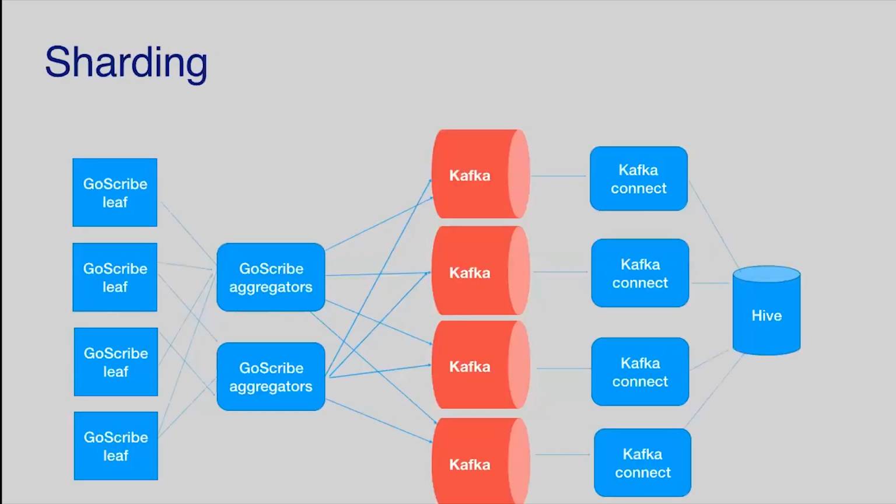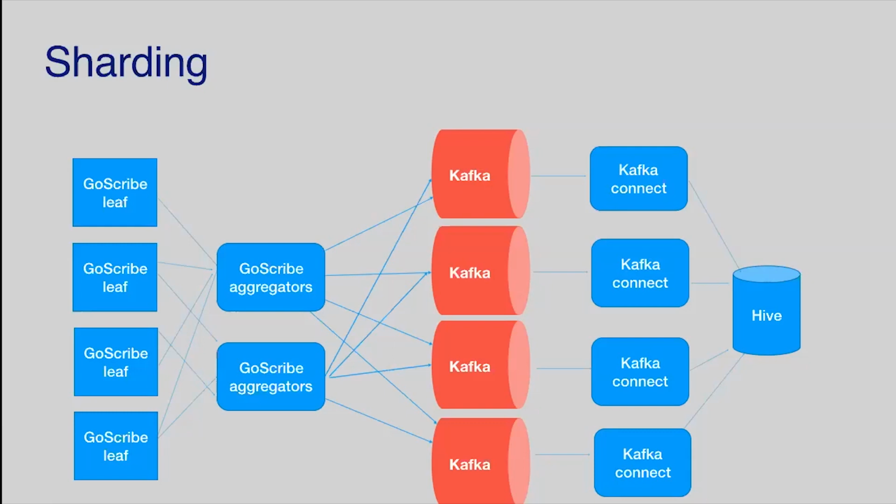All right, next I'm going to talk about the scaling in the asynchronous data pipeline. Basically, we re-architected the data pipeline. Instead of having the goscribe aggregator producing to a single Kafka cluster, now it produces messages to a collection of shard clusters. It produces messages in a round-robin fashion. This greatly helped us to improve the availability.